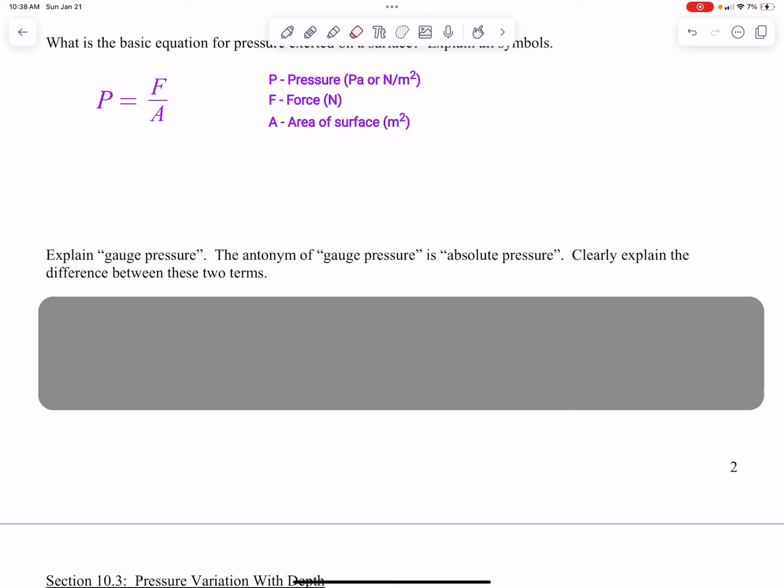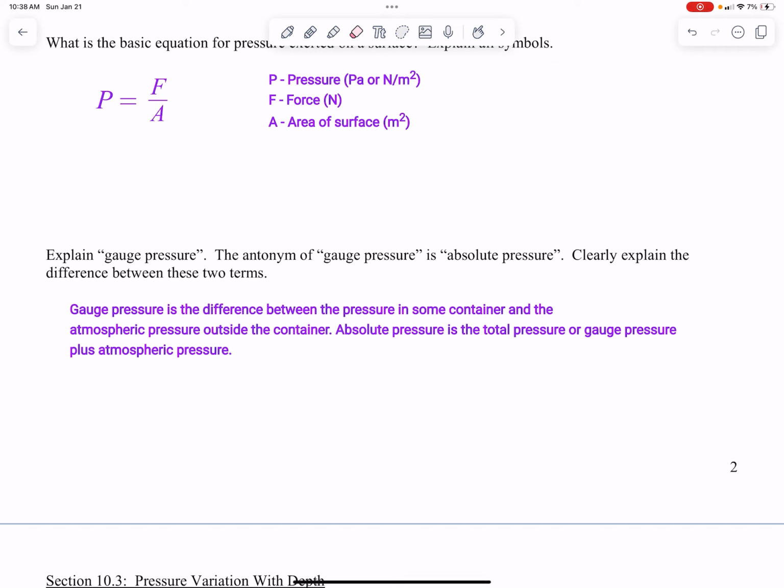Explain gauge pressure. The antonym of gauge pressure is absolute pressure. Clearly explain the difference between these two terms. Well, gauge pressure is the difference between the pressure in some container and the atmospheric pressure outside. So, for instance, when you measure the pressure in your tires and it measures out to be, let's say, 35 pounds per square inch, that is a difference between the atmospheric pressure outside and the pressure inside the actual tire. The absolute pressure is the total pressure, or gauge pressure plus the atmospheric pressure.